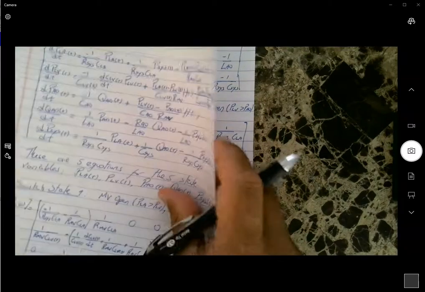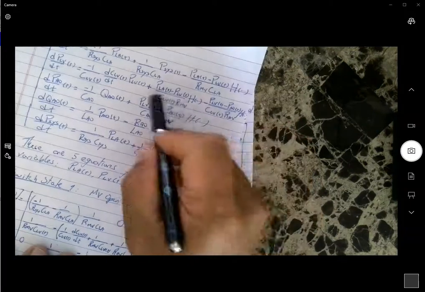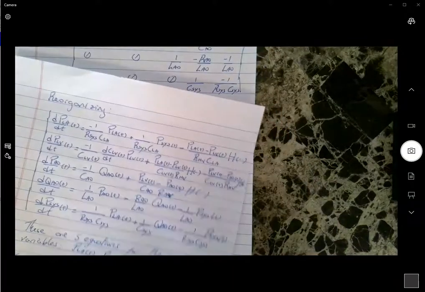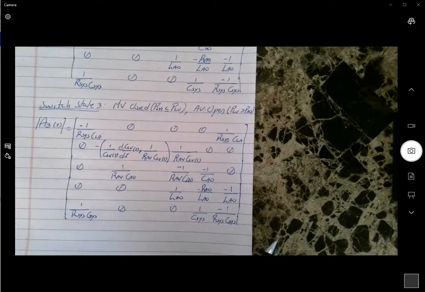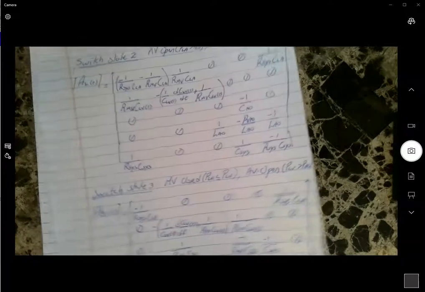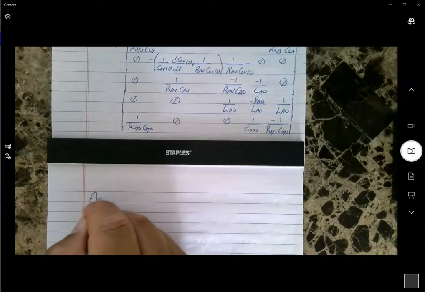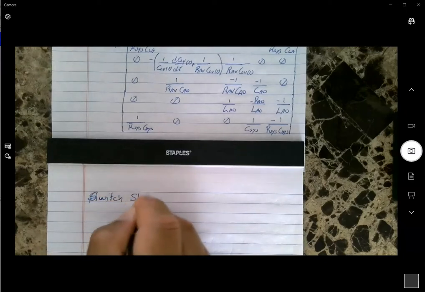Now the final state is the simplest one, because it's when the two valves are closed. If the two valves are closed, all the H's in the equation are equal to zero. So this is zero, this is zero, this is zero, and this is zero, rendering equations 1, 2, and 3 in their simplest form. So let's look at state system number four, or switch state number four. So this will be A4. So let's call it switch state 4.